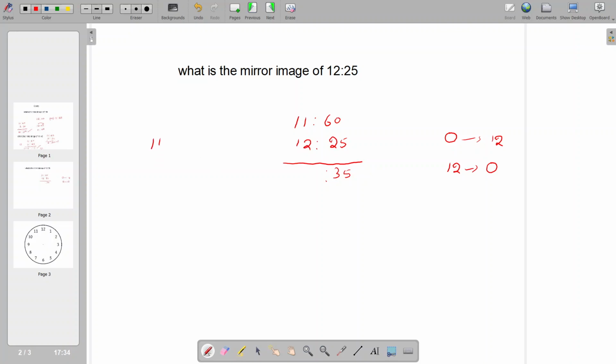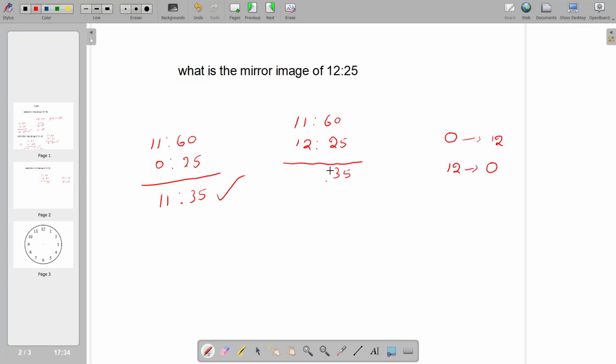So 1160. In place of 12, what will you write? 0. Minutes you don't need to change, right, as it is. 25. Subtract. 10 minus 5, 5. 5 minus 2, 3. 11. So what is the answer? 1135. So like this we need to find.